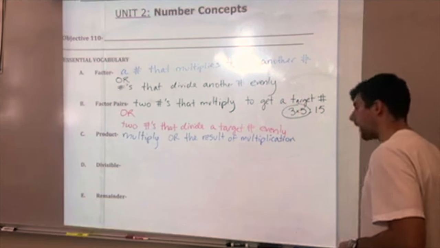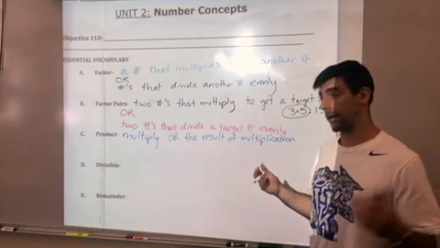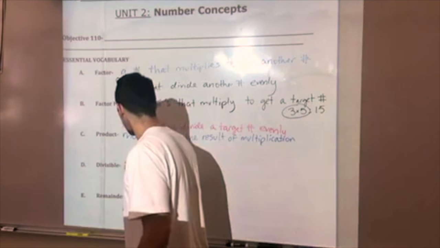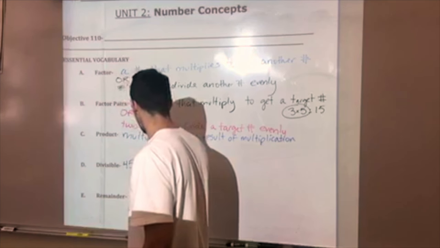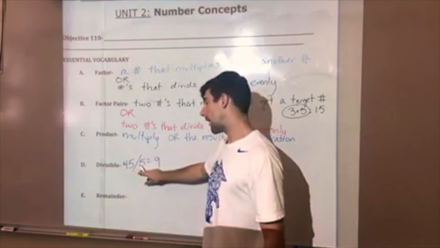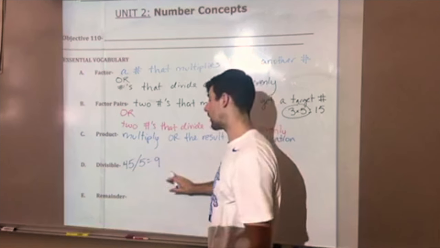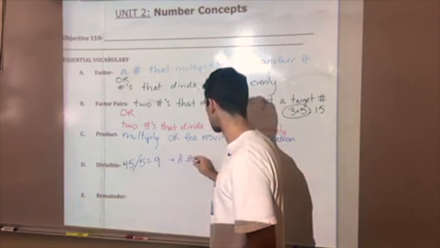Now, the divisible you actually saw a lot on the first examples. The divisible is talking about when I divide a number by another number, do I get a whole number answer? So let's think about 45. When I divide it by 5, I get 9. That means that 45 is divisible by 5, and frankly by 9 as well. Divisible is talking about a number.